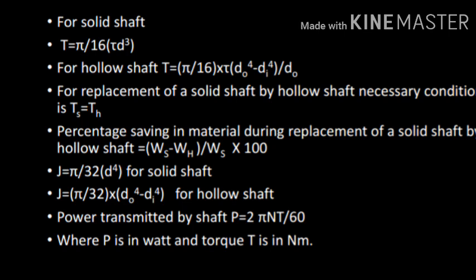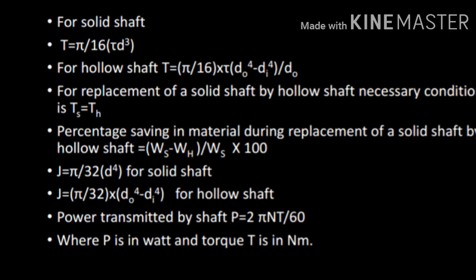Now, whenever you replace a solid shaft by a hollow shaft, the necessary condition for the replacement is that the torque transmitted by the solid shaft must be equal to the torque transmitted by the hollow shaft, that is Ts must be equal to Th. Now, whenever you replace the solid shaft by a hollow shaft, some percentage saving must be there in the material. This percentage saving is Ws minus Wh upon Ws into 100, where Ws is the weight of solid shaft, Wh is the weight of hollow shaft.